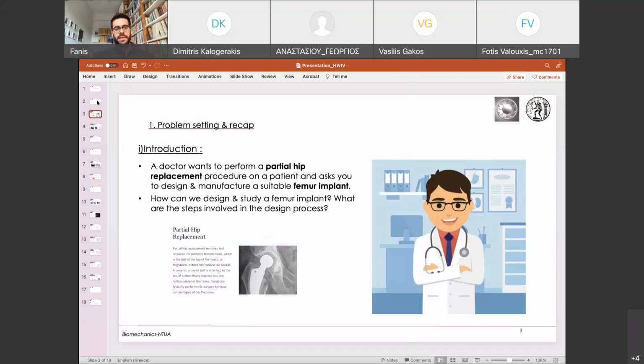So the idea was that a doctor wants to perform a partial hip replacement procedure. A partial hip replacement procedure is when you replace the top of the femur bone, essentially the ball. You mount it into the existing femur bone, and you perform the surgery because you have some wear on the ball, but you do not change the socket. So it's just the ball. And we were asked to design and study a femur implant.